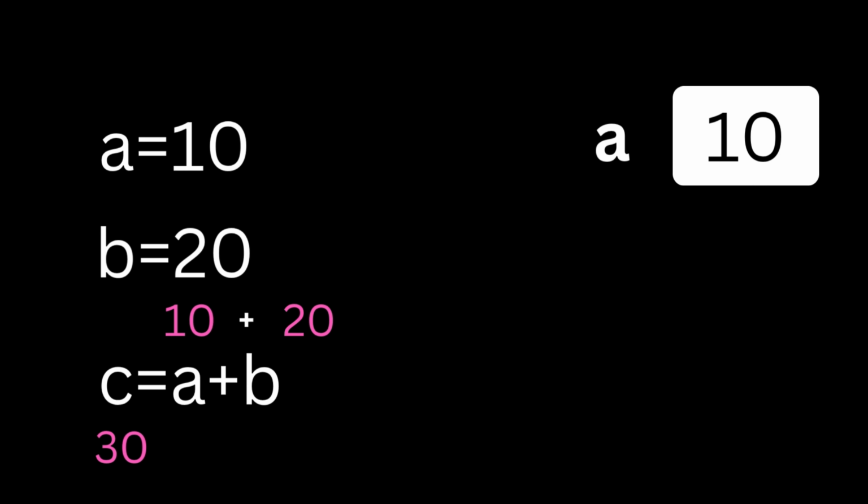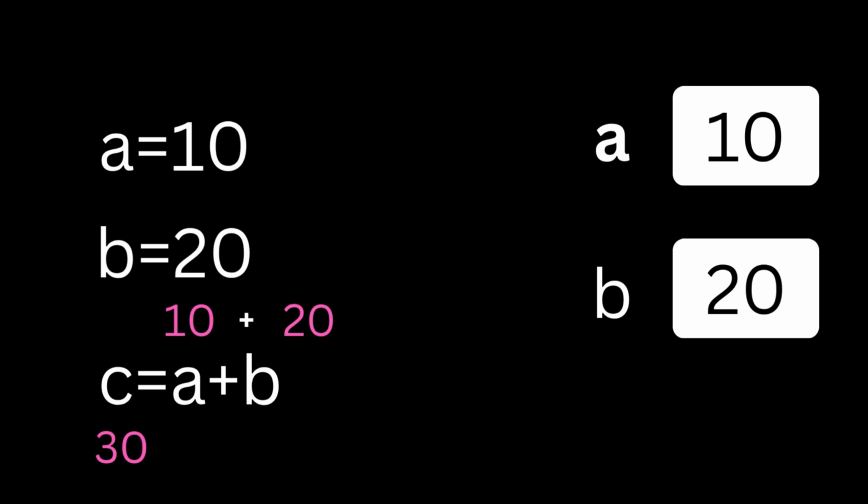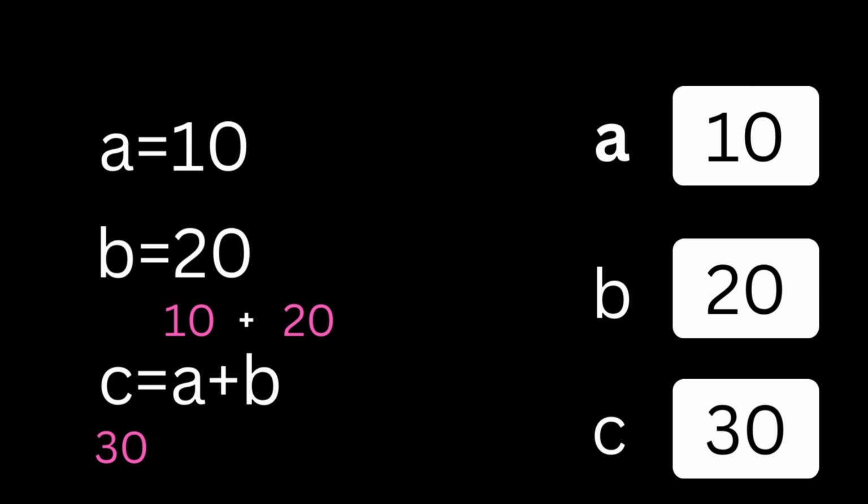We can also use variables to perform calculations. We are adding two numbers stored in variables a and b, and saving the result in another variable with the name of c. All three values are stored in separate boxes and can be used later in the program.